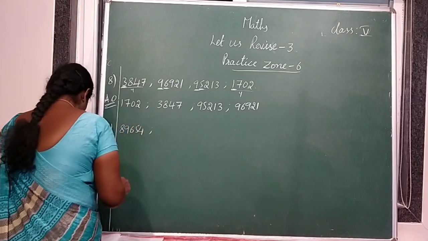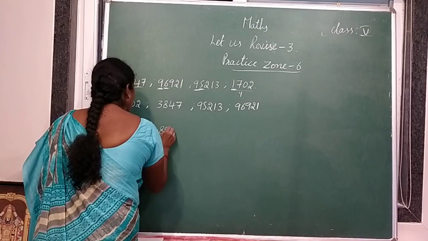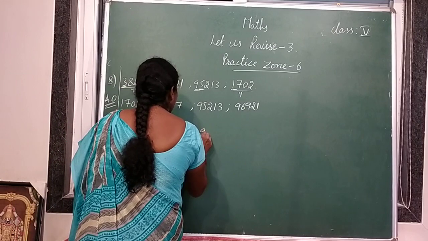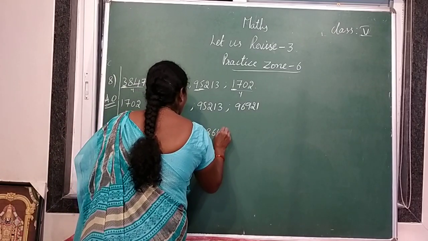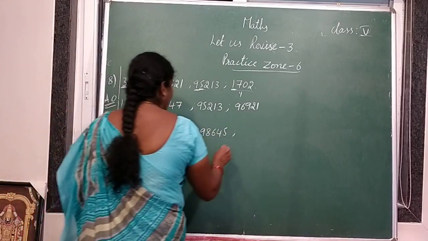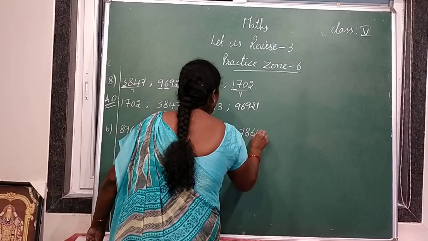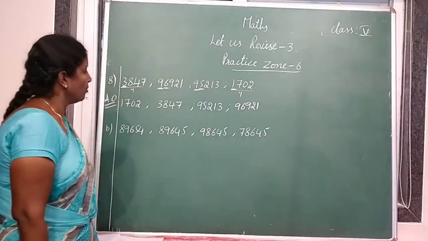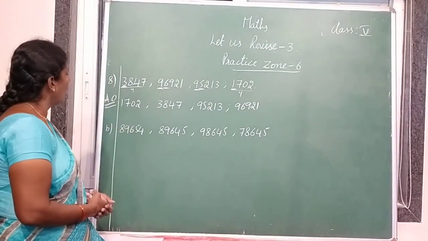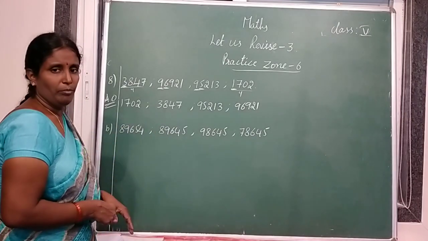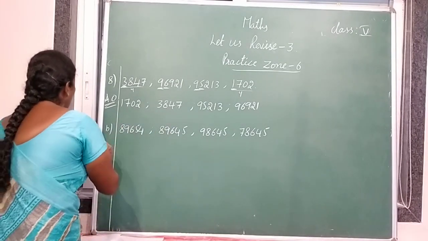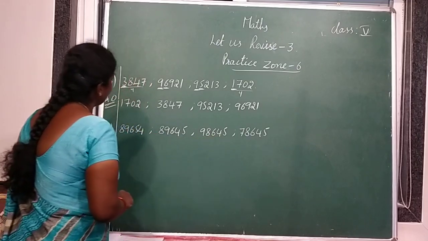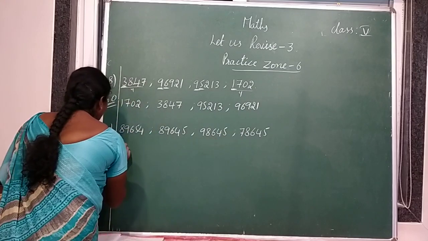89,654, 89,645, 98,645, 78,645. Here also we should arrange these numbers in ascending order. All are 5-digit numbers, so find out the smallest number. Check yourself and tell the answers fast. Ascending order, which is the smallest one?